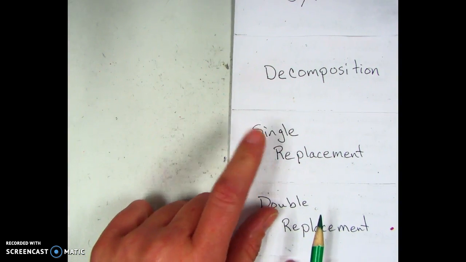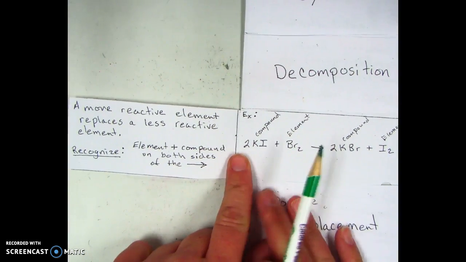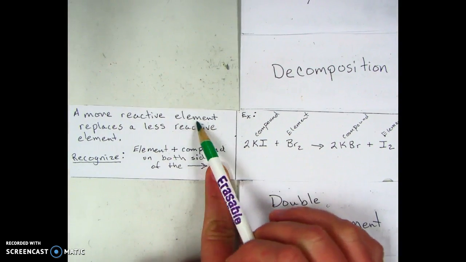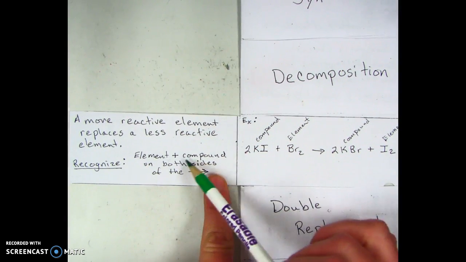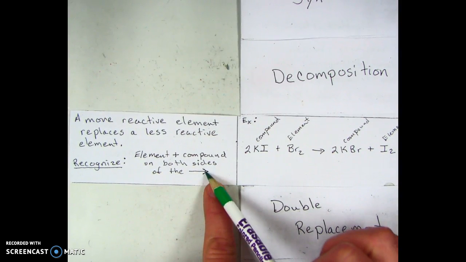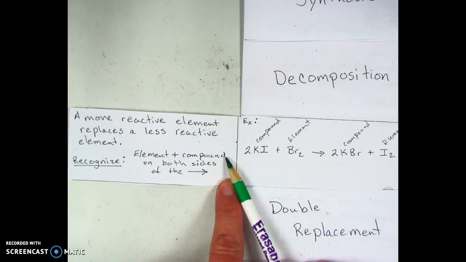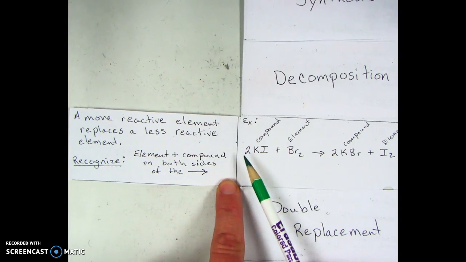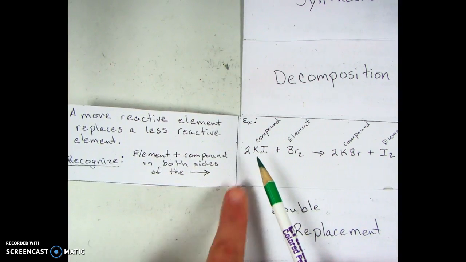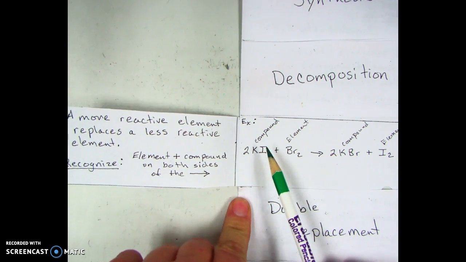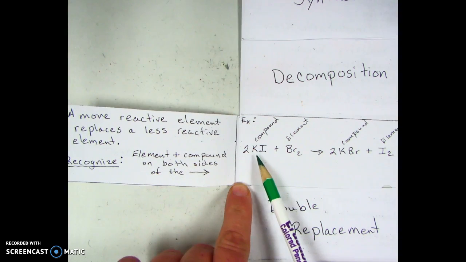Single replacement, this is where we have one element and one compound on both sides of the arrow. A more reactive element replaces a less reactive element. We're going to recognize this by having an element and a compound on both sides of the arrow. So this is the one where we threw sodium in water and produced sodium hydroxide and hydrogen gas. This is also the one where I added zinc plus hydrochloric acid and formed zinc chloride plus hydrogen gas.